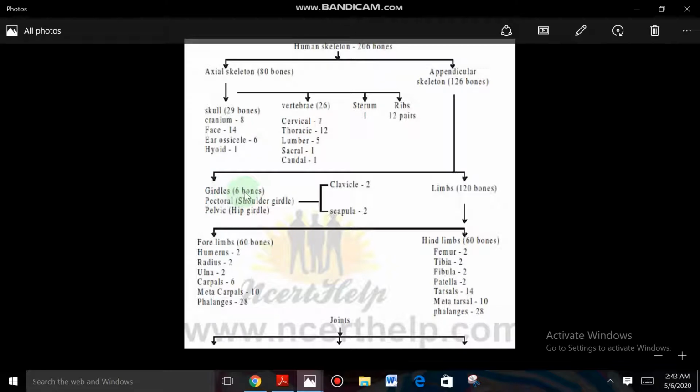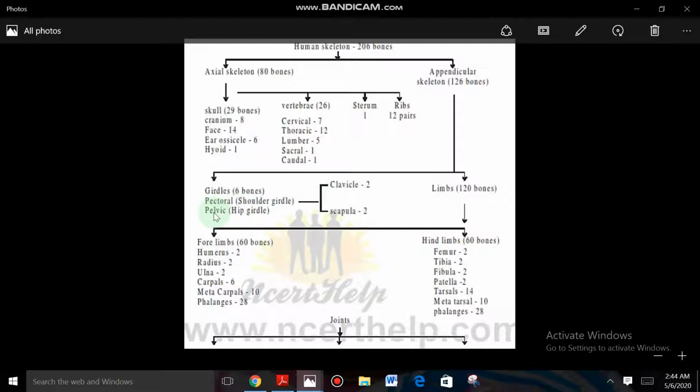So pectoral girdle consists of 4 bones, and pelvic girdle consists of 2 bones, right? The pectoral girdle's 4 bones are clavicles 2 and scapulae 2, clavicle and scapula. Clavicle 2 bones and scapula 2 bones, 2 plus 2, 4 bones are presented. To the pectoral girdle both hands are attached, right?